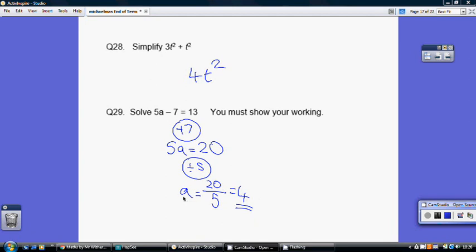And remember, you can always check your answers. Just check, is a equaling 4 the correct answer? So go back up to the top. 5 lots of a, 5 lots of 4 is 20. 20 take away 7 is indeed 13.